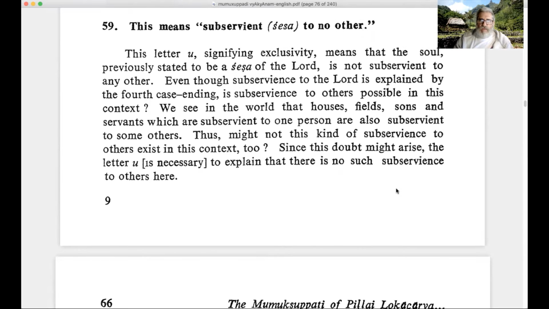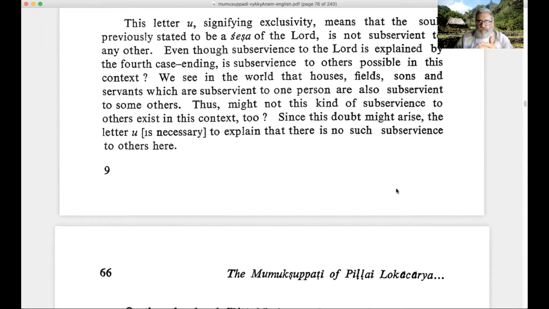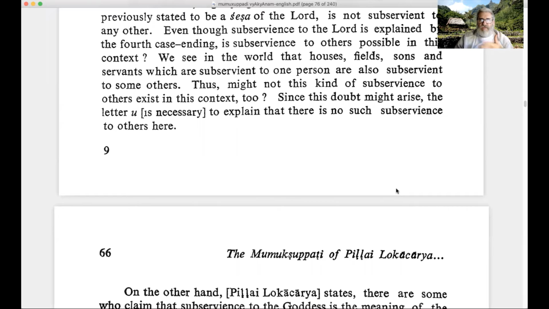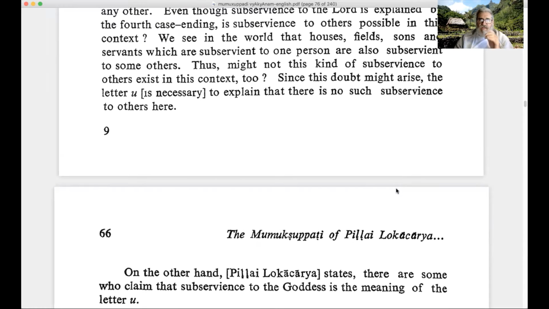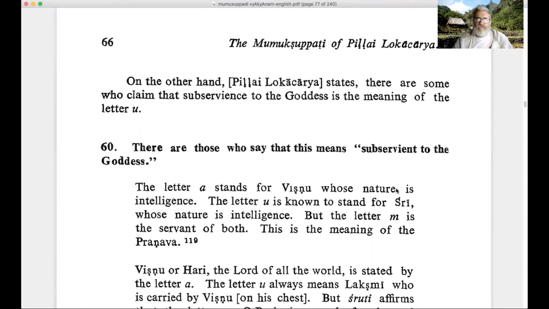We see in the world that houses, fields, sons, and servants, which are subservient to one person, are also subservient to some others. Thus, might not this kind of subservience to others exist in this context also? That's the question, right? Since this doubt might arise, the letter U is necessary to explain that there is no such subservience to others here. On the other hand, Pillai Lokacharya, the author here, states there are some who claim that subservience to the goddess, meaning Sri Devi Mahalakshmi, is the meaning of the letter U, right?